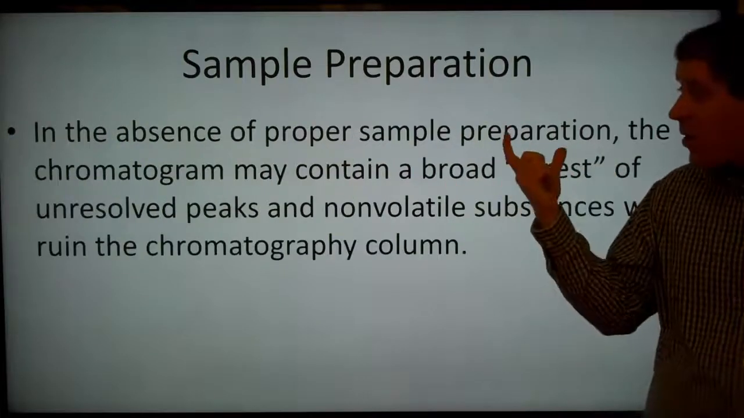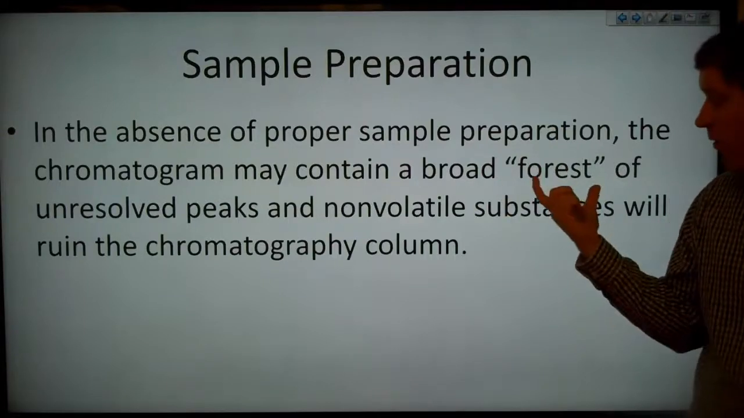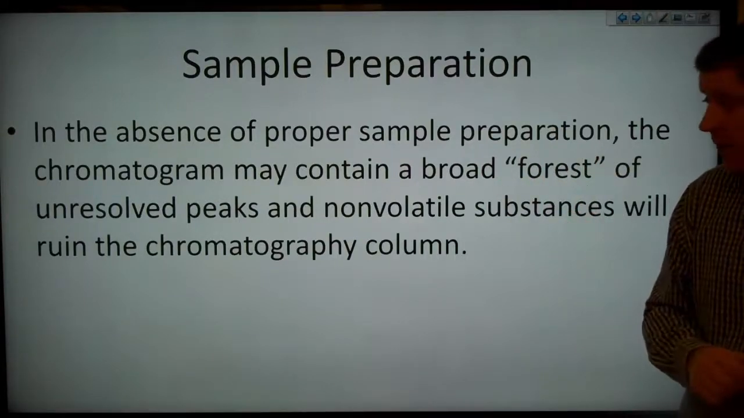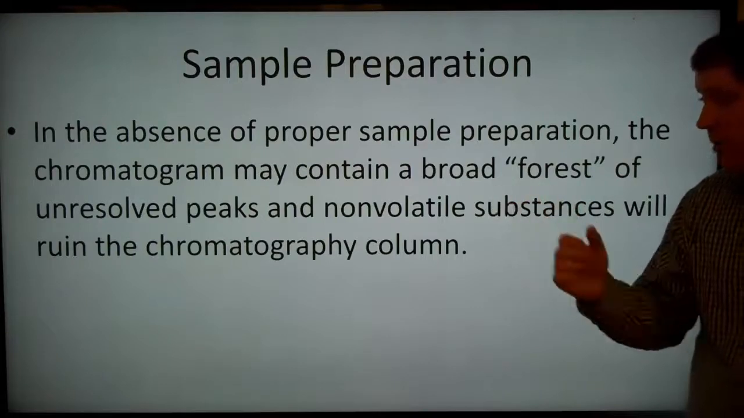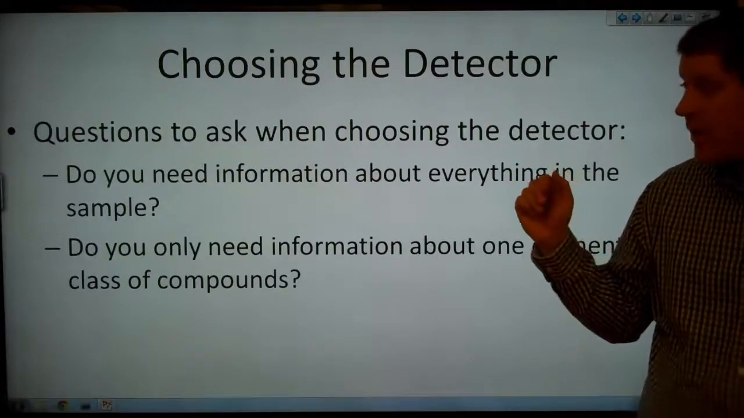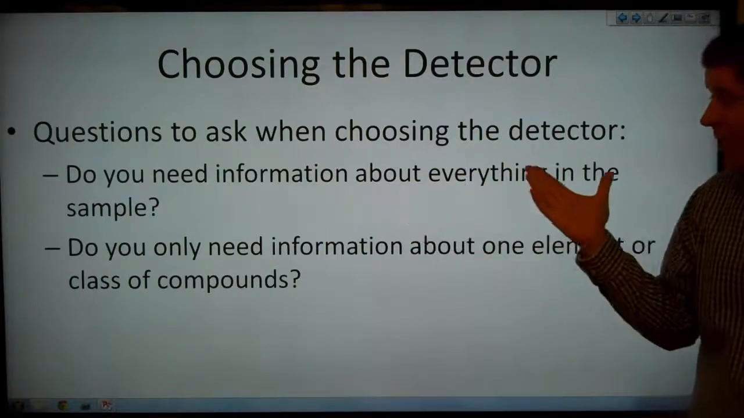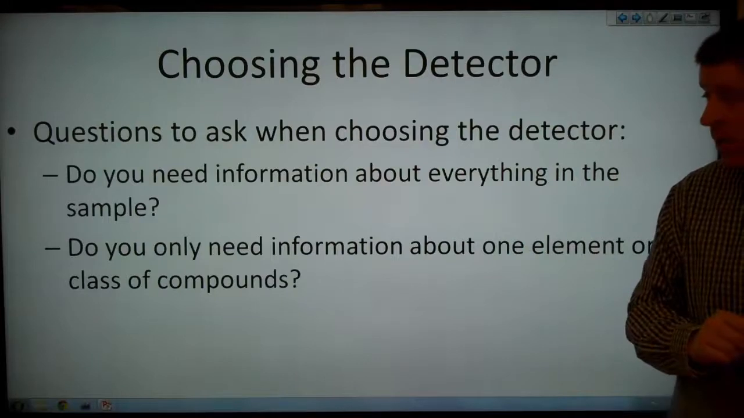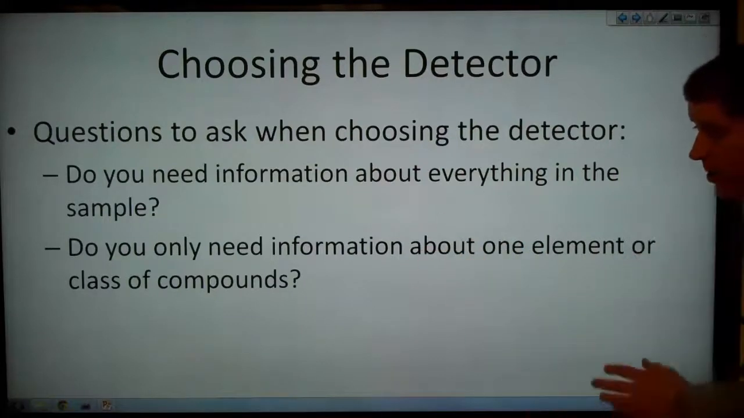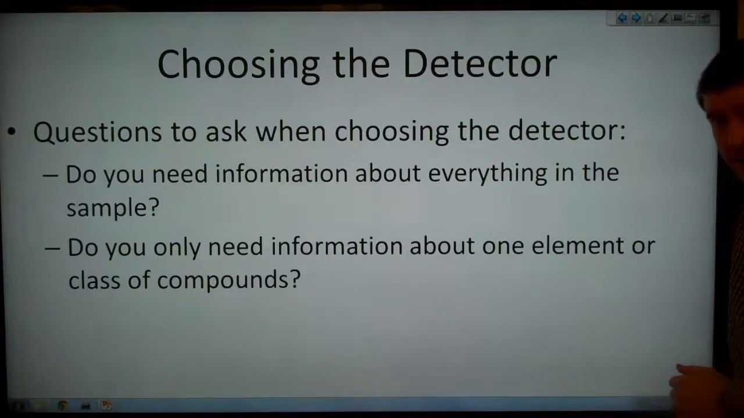In the absence of proper sample preparation, the chromatogram may contain a broad forest of unresolved peaks, and non-volatile substances will ruin our chromatography column. So next we need to look at the detector. The questions we need to ask when choosing our detector are, do you need information about everything in the sample? Or do you need only information about one element or class of compounds in the sample?